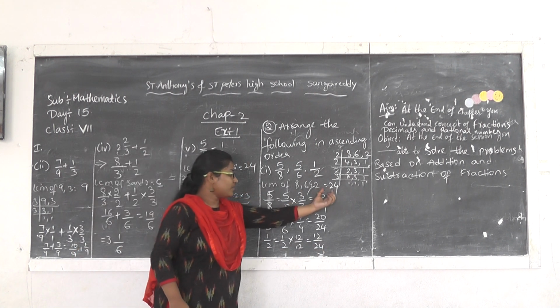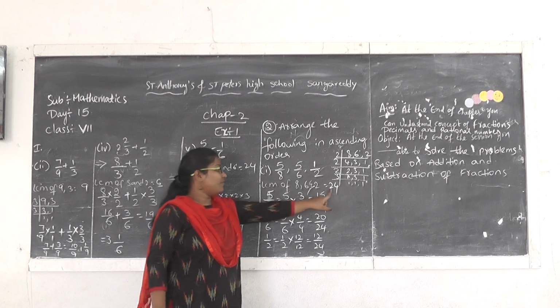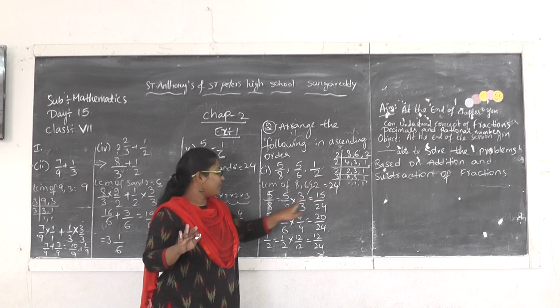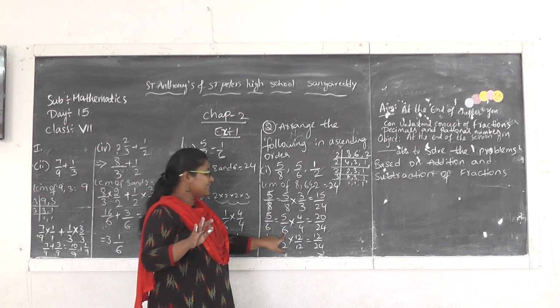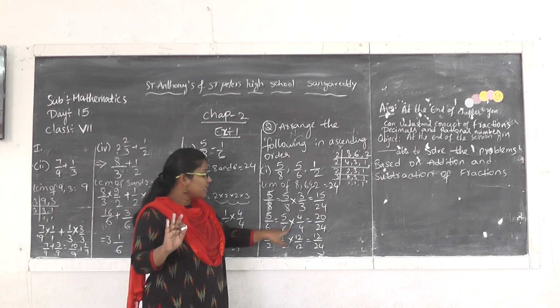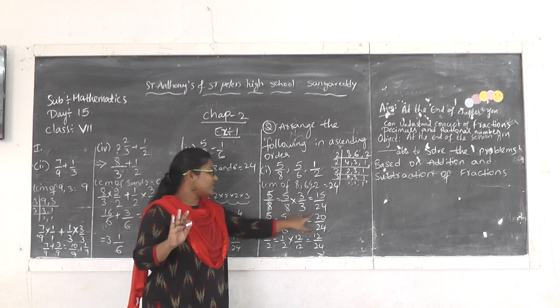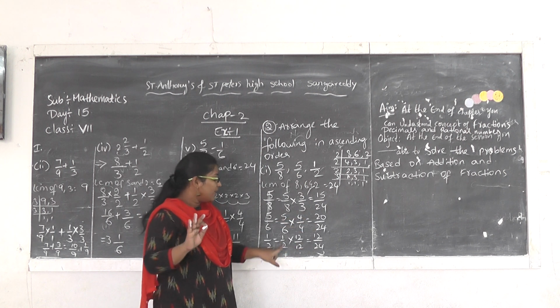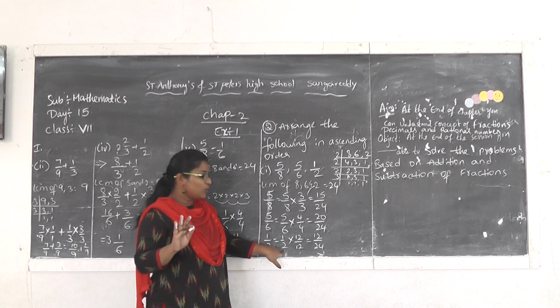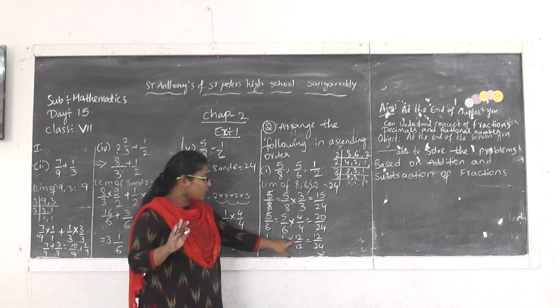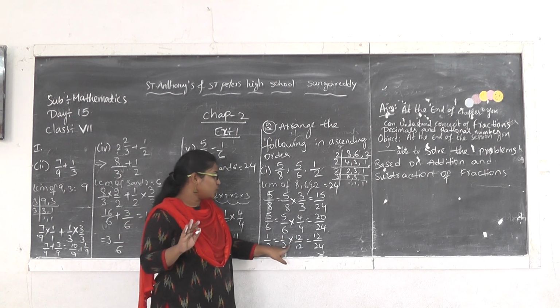Here we took the LCM as 24. In the 8 table, 24 will come at 3 times, so 3 by 3: 5 3s are 15, 8 3s are 24. Next, in the 6 table, 24 will come at 4 times. That's why we multiply numerator as well as denominator with 4: 5 4s are 20, 6 4s are 24. Next, 1 by 2: in the 2 table, 24 will come at 12 times, so 12 by 12. 1 12s are 12, 2 12s are 24.